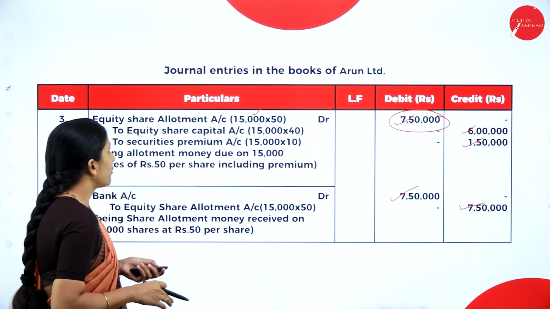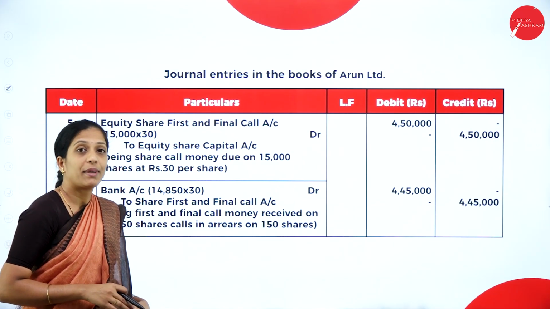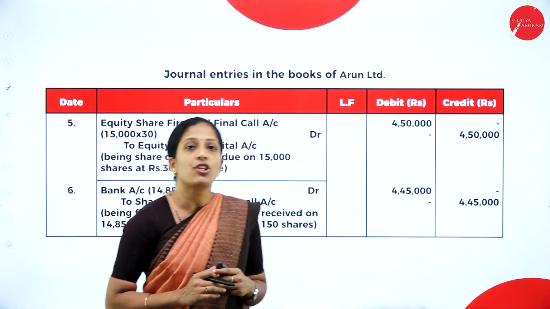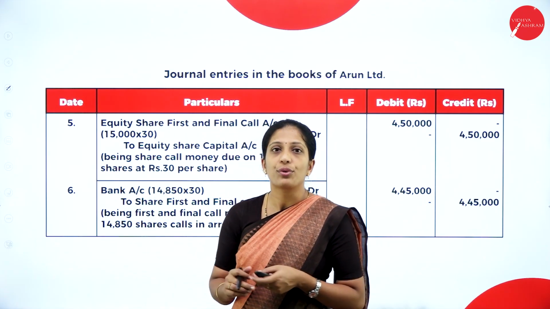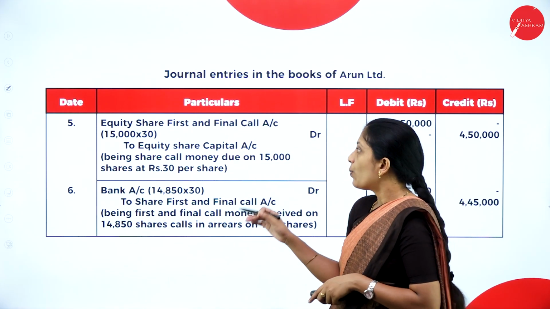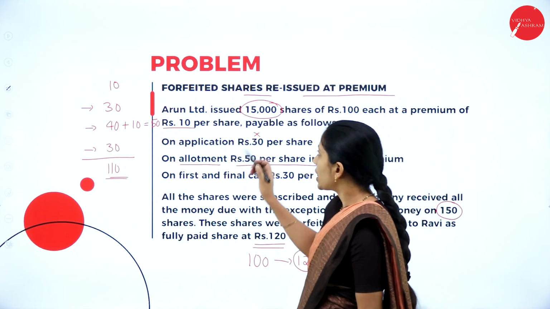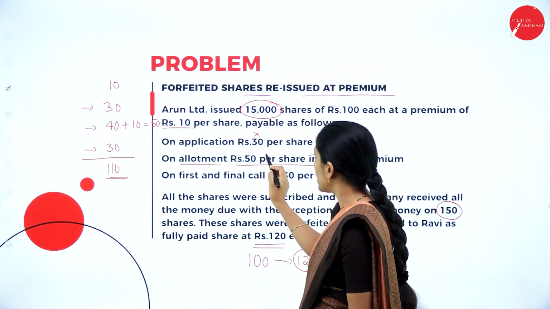Now come to first and final call. First and final call money due. What is the entry? Equity share first and final call account debit to equity share capital account. What is the number of shares? So number of shares is 15,000 and the call money is how much?